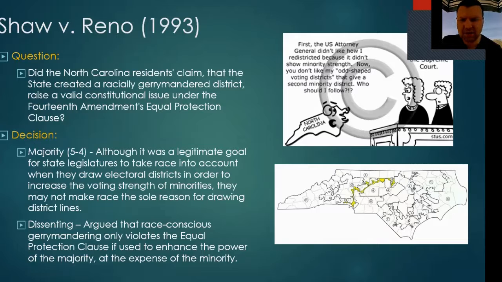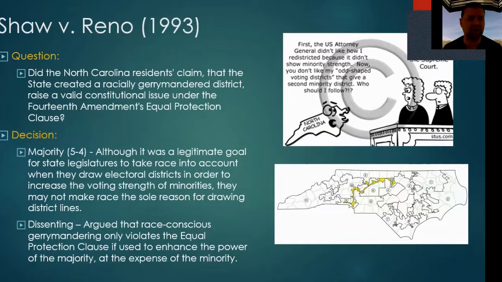The dissenters disagreed with that and said that the only time race could not be used was if it benefited the majority or white voters. So in this case, looking at race benefited African American voters, even though I think you could argue that in a way it might have disadvantaged them, or it's a form of segregation, really, placing African American voters into their own district.